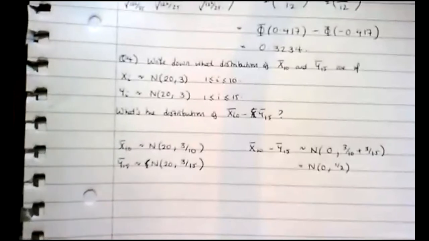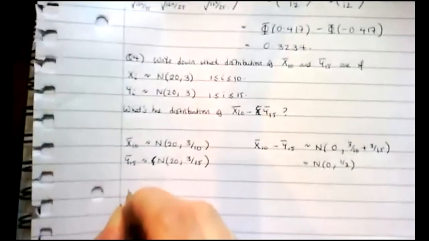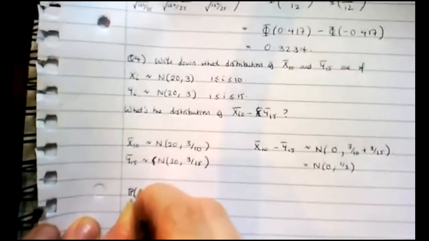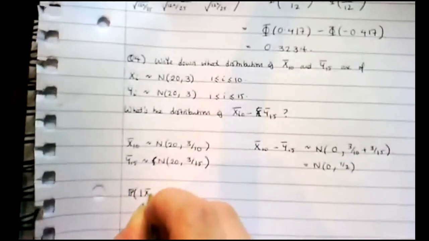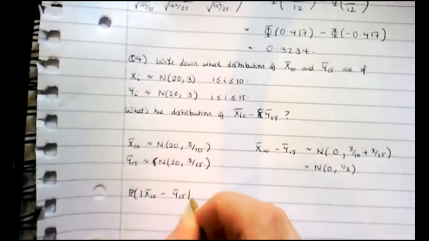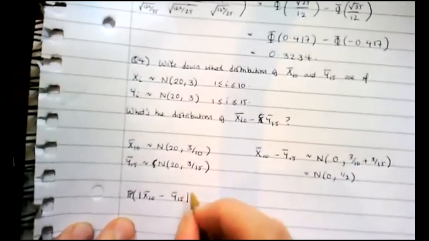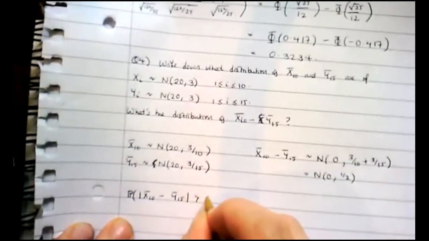So normal parameters 0.5. And then we're nearly there, because what we're being asked for is the probability that the absolute value of this difference between x bar 10 and y bar 15 is bigger than 30%, so bigger than 0.3.